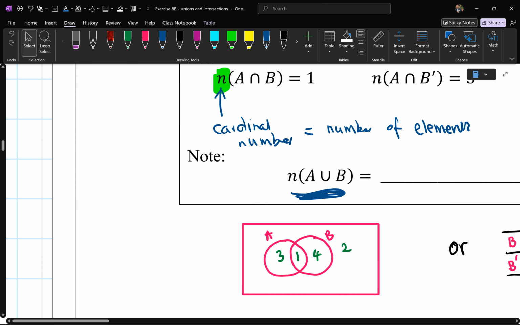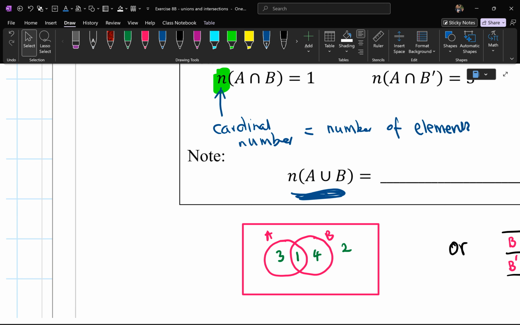So if I asked you what is A union B, how many items are there? Well, you can see there's 4 in A. And then there's this bit over here that's 4. So 3 plus 1 plus 4 should give you 8. Hands up, you got 8. Very good. So that was one way of doing it, visualizing pictorially.